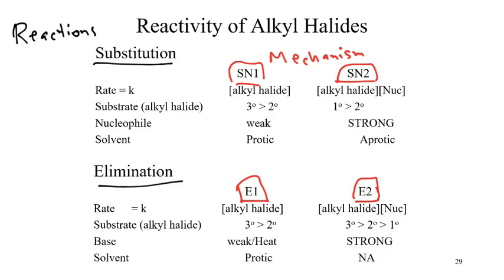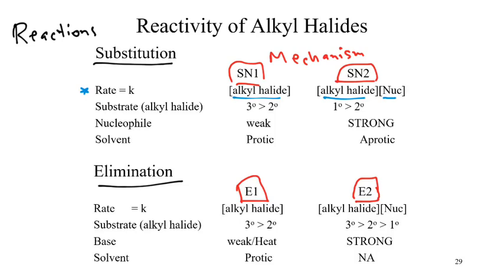So some of that is rate. If you're given a rate law, what would your rate law look like for an SN1? Well, it's just dependent on the alkyl halide. For an SN2, it's dependent on the alkyl halide and the nucleophile. So it gives us some information on what we'd be looking at if we were given just an explicit rate law. Yes, we'll see a summary of that information later.